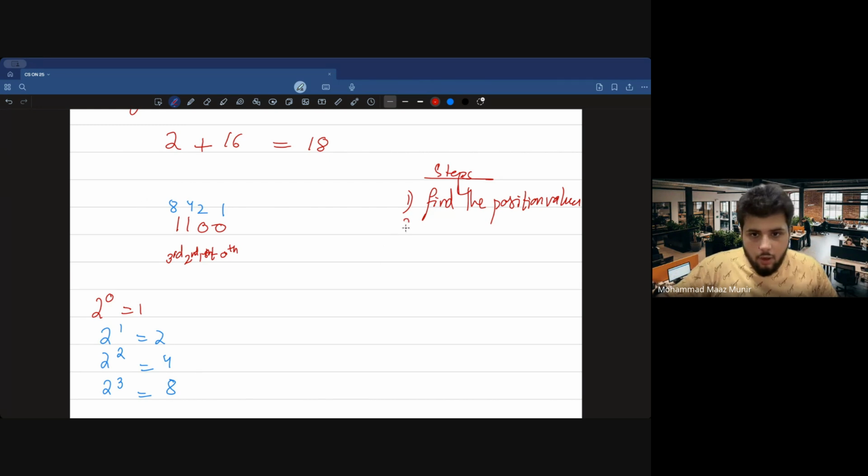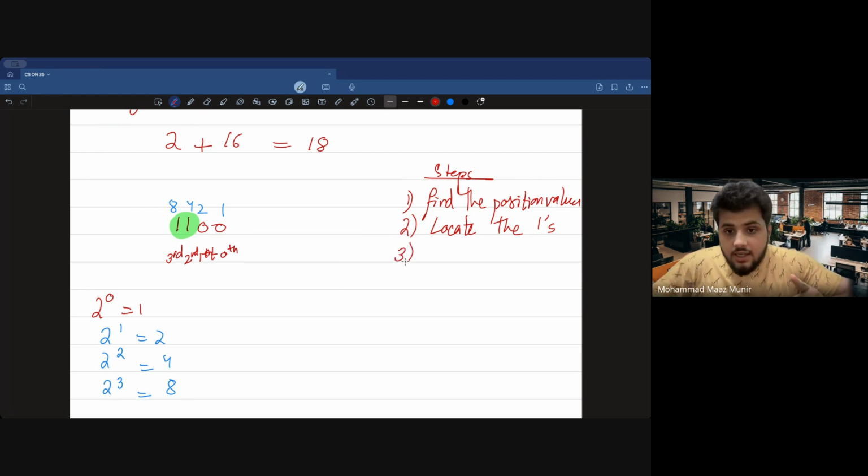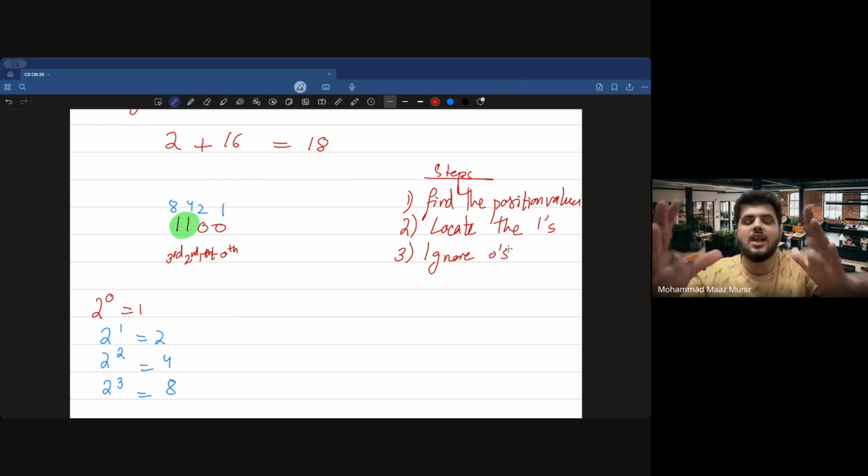Now, the second step: locate all the ones. Where do we have the ones? We have a 1 up here and up here. As we have found the ones, we are going to ignore the zeros. We have nothing to do with the zeros. Consider that the answer is hidden in the ones. The zeros clearly rejected our offer of giving us the answer. It's only the ones which said, okay, come to me, I will give you the answer. So we need to ignore the zeros.